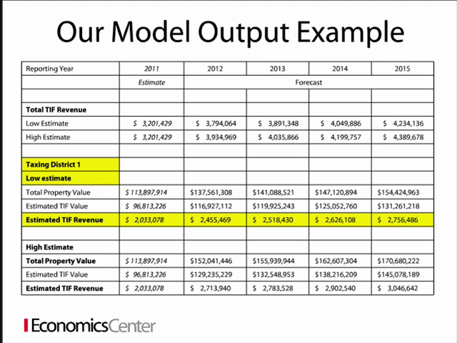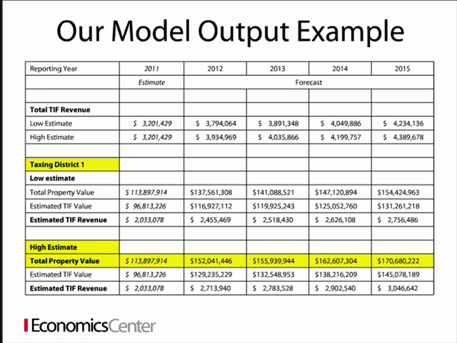So if there are no TIFs in your district, of course, then we would see the total property revenue and then the total commercial tax revenue for the low estimate. And then likewise for the high estimate, we get the property value, the TIF value, and the TIF revenue.